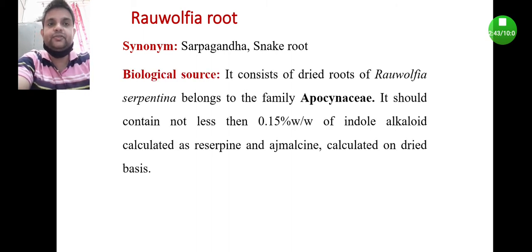Coming to the biological source, it consists of dried roots of Rauwolfia serpentina, belonging to the family Apocynaceae. It should contain not less than 0.15% w/w of indole alkaloid calculated as reserpine and ajmalicine, calculated on dry basis. So basically it is an alkaloid containing drug. Mainly it contains reserpine and ajmalicine.